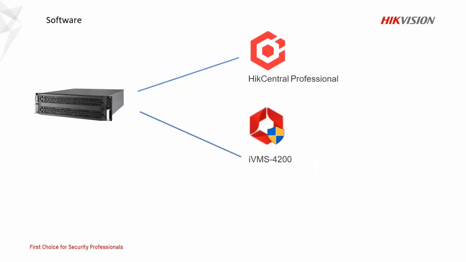So to configure the hybrid SAN, you'd use its built-in web server. But to access the video files, you just add the SAN into Hik-Central or IVMS 4200. In IVMS, you just add the SAN the same way as if it was an MVR, and in Hik-Central, you add it as if it were a recording server. Either way, you now have access to all of the connected cameras in the same way as you would normally.